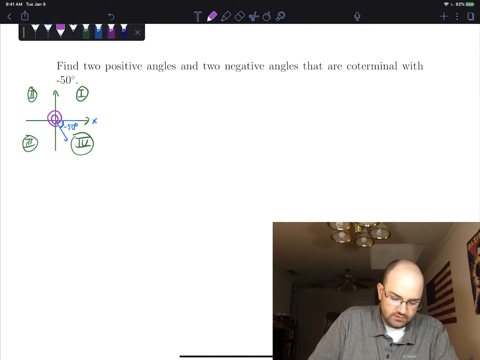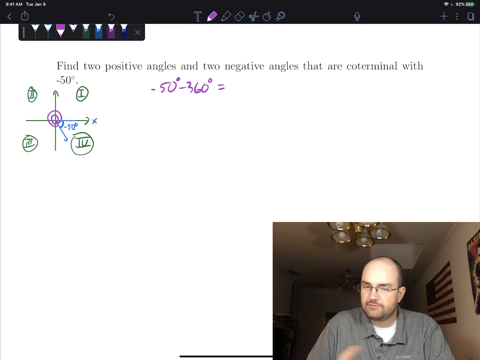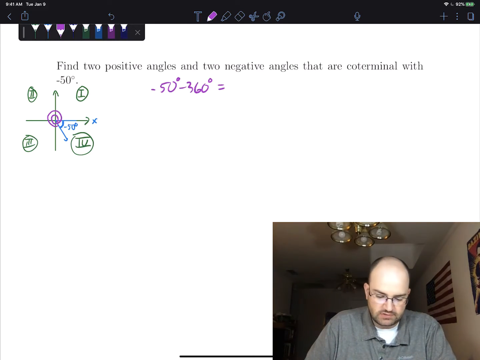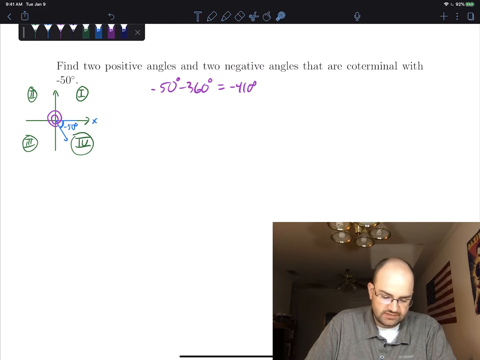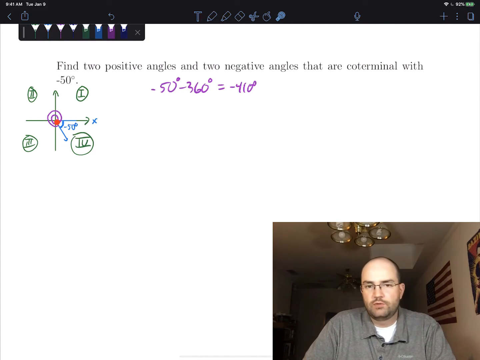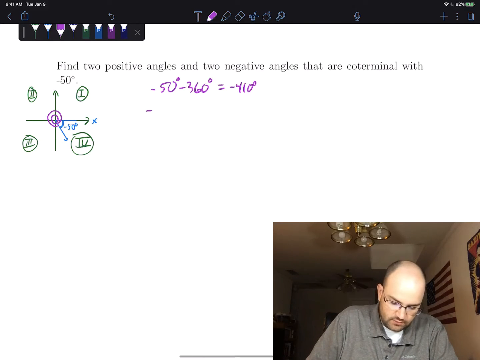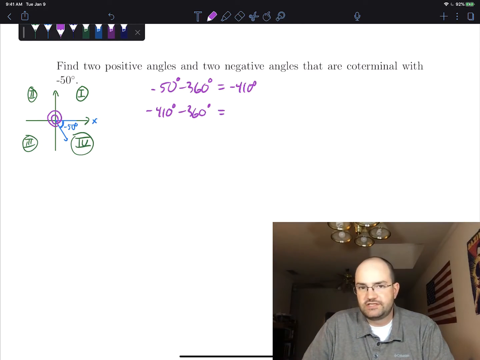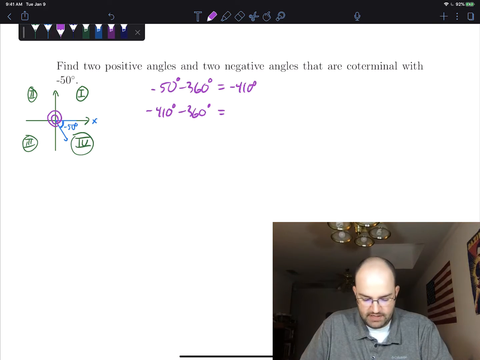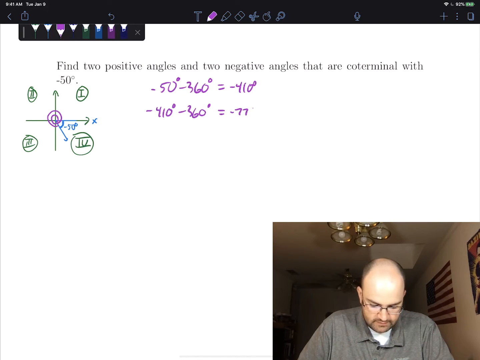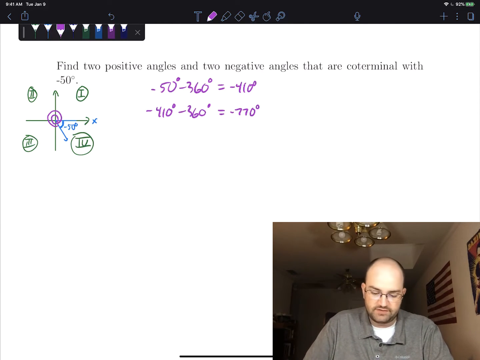Well, to get the first one, negative 50, and then we can subtract 360. Now, I'm going to put degrees on those. So negative 50 degrees minus 360 degrees would give me negative 410 degrees. That was that first one that we got when we kept going in the negative direction. Now, start with that negative 410 degrees and subtract off another 360 degrees. So negative 410 minus 360 will give us negative 770. There we go. So negative 770 degrees.